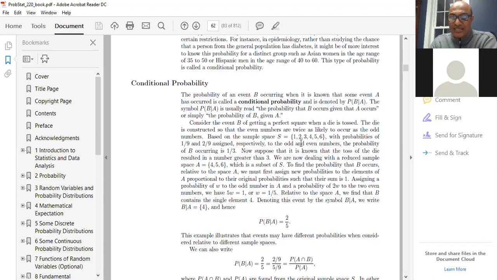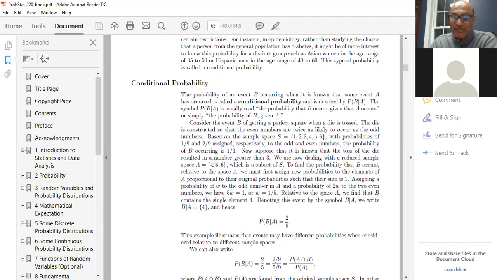It says that S is equal to 1, 2, 3, 4, 5, 6 with the probabilities 1 by 9, 2 by 9 assigned respectively as odd and even numbers, as I explained to you. Probability of B is 1/3, also I explained to you. Again, I'm going to write all these things on a whiteboard, so just wait. Now suppose that it is known that the toss of a die resulted in a number greater than 3. Greater than 3 means 4, 5, and 6. So my A is equal to 4, 5, and 6.